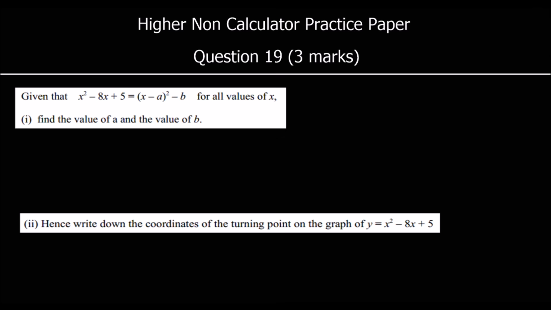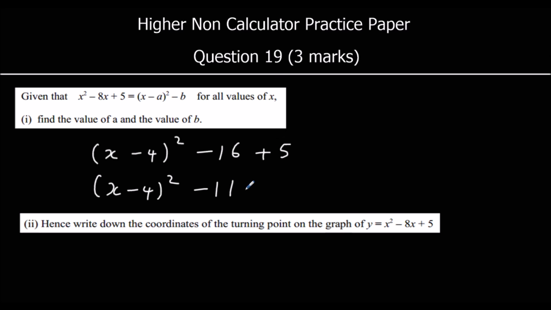One for you to try. So again, we're completing the square. So I'm going to half the middle number. So half of negative 8 is negative 4. So I want x minus 4 squared. I'm going to take away the 4 squared. And then I've got plus 5 on the end. So I've got x minus 4 squared minus 11. So a is 4 and b is 11.